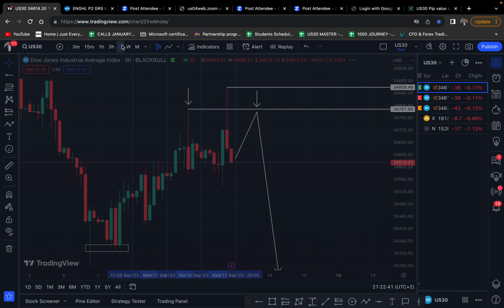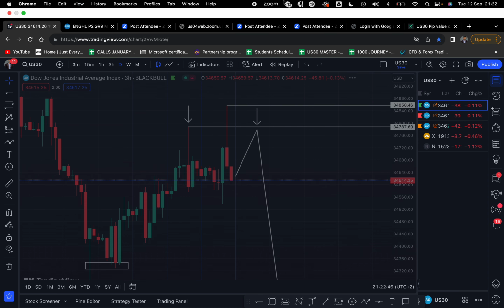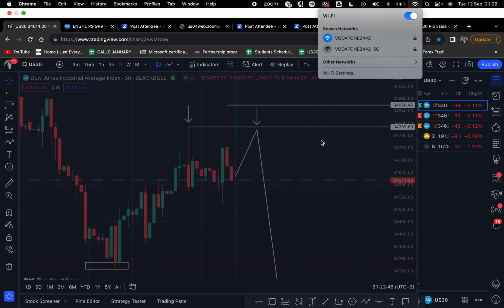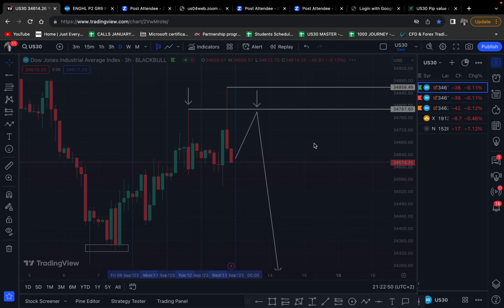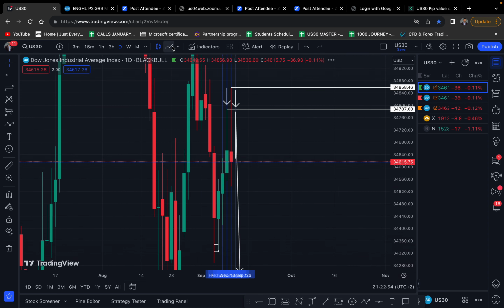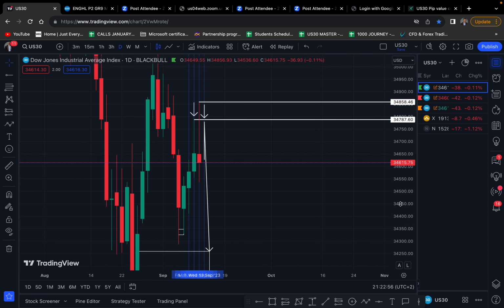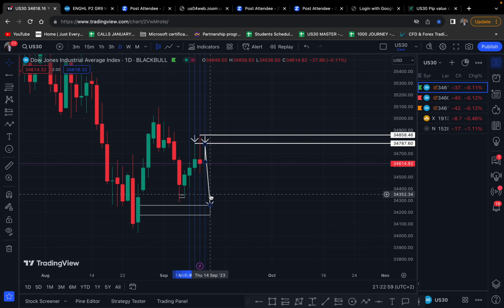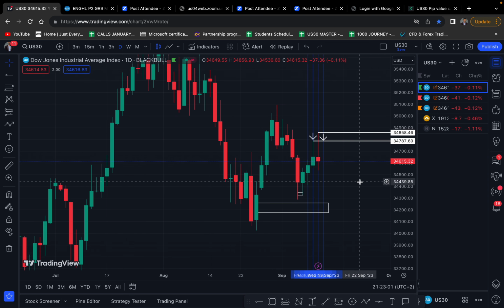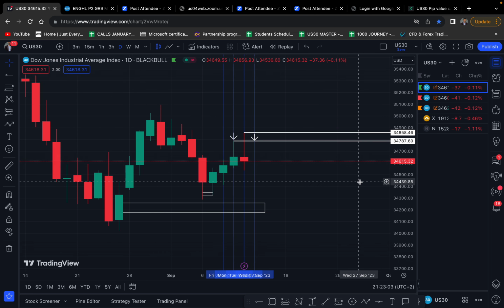But let's also check the daily time frame, just to check if what I'm predicting or assuming could be something that can happen. So let me just remove this. Let's look at the daily there.